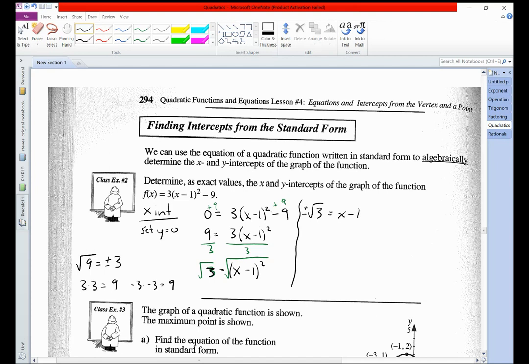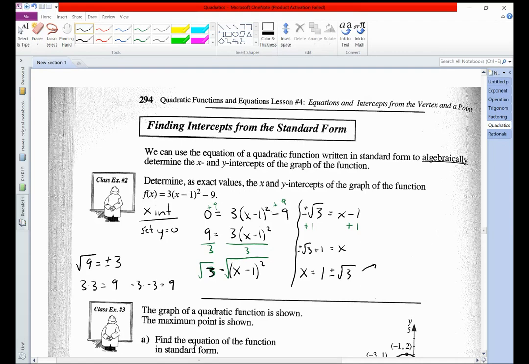And then the last step, we're going to add 1 to both sides. So now we have x equal to plus or minus root 3 plus 1. And you can flip-flop those terms. It'll make it look a little bit nicer. So we can say x equals 1 plus or minus root 3. And that makes sense. I know it seems weird, but it's a parabola. We should have two x-intercepts.